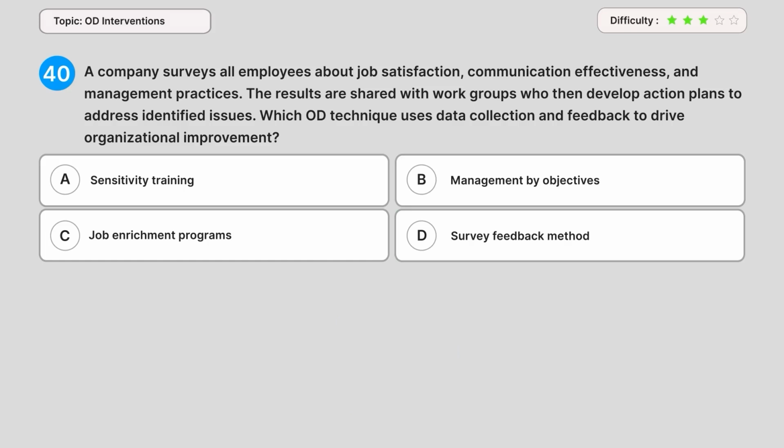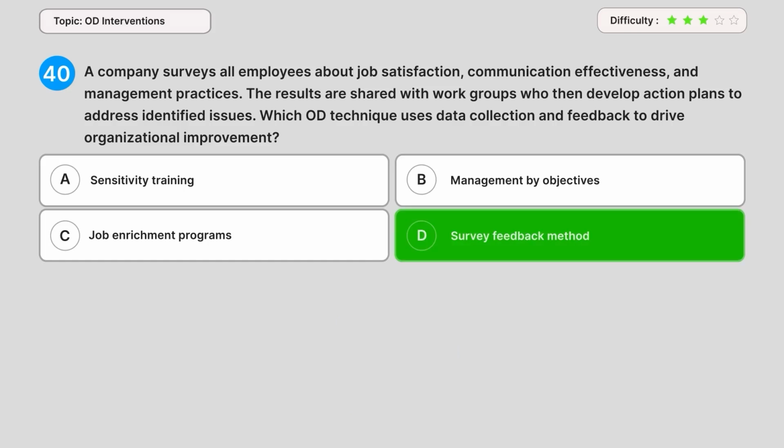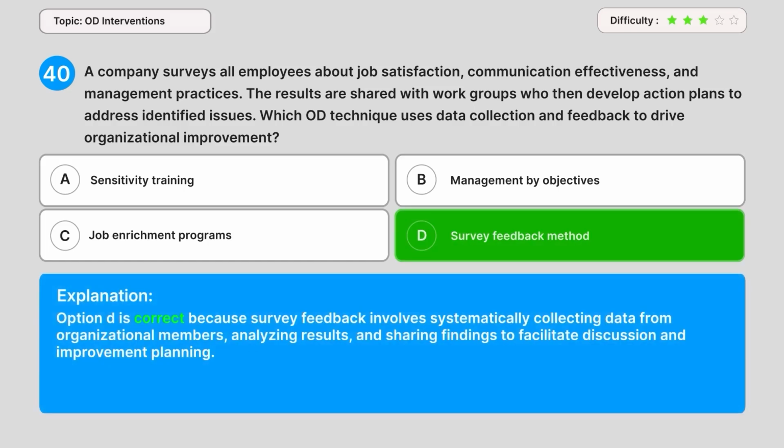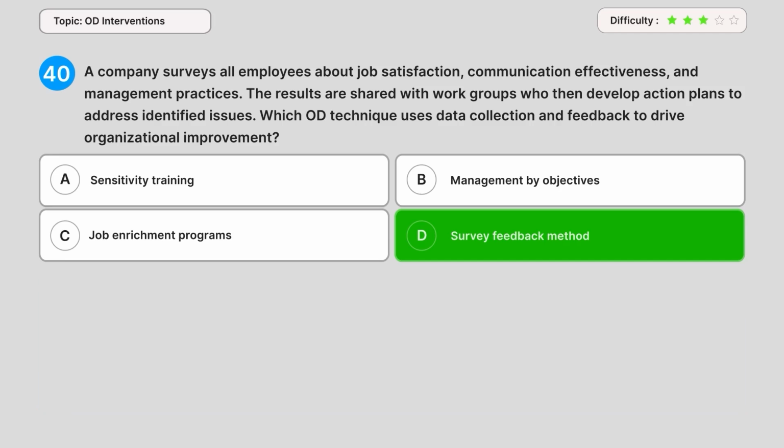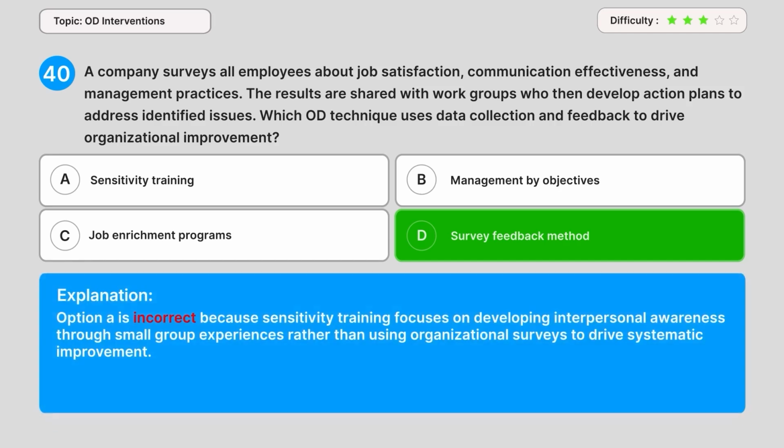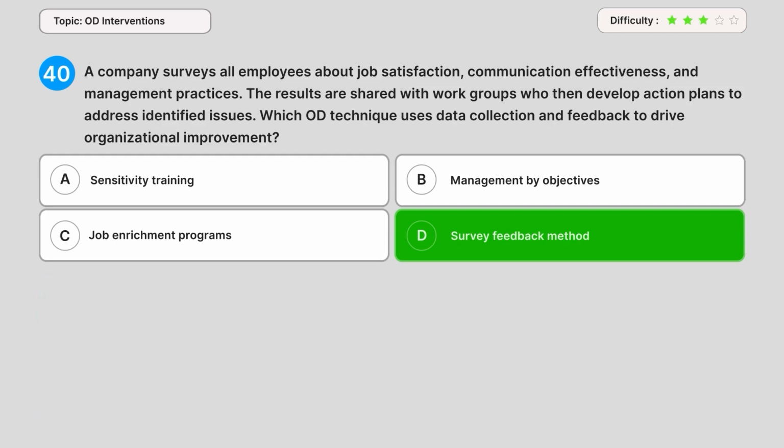Correct answer, D. Survey feedback method. Explanation. Option D is correct because survey feedback involves systematically collecting data from organisational members, analysing results, and sharing findings to facilitate discussion and improvement planning. Option A is incorrect because sensitivity training focuses on developing interpersonal awareness through small group experiences rather than using organisational surveys to drive systematic improvement.